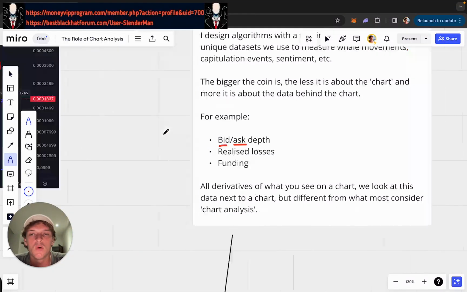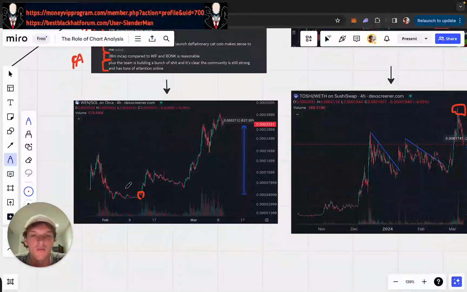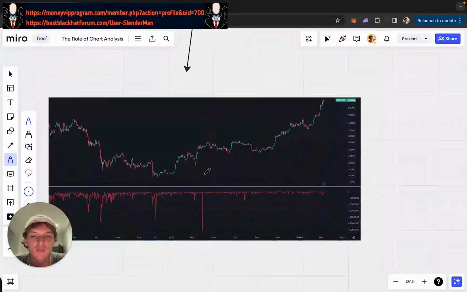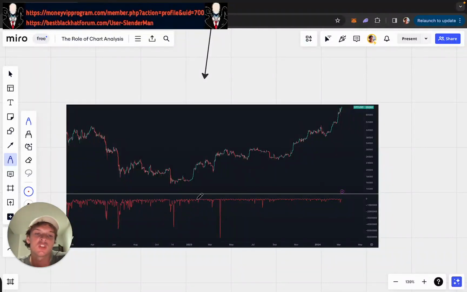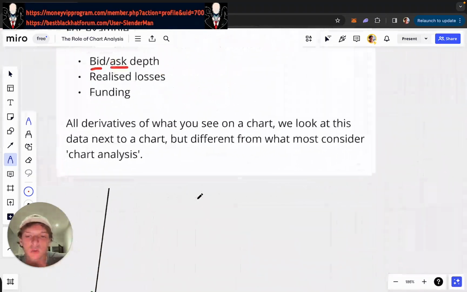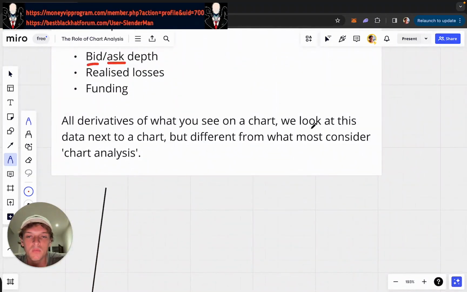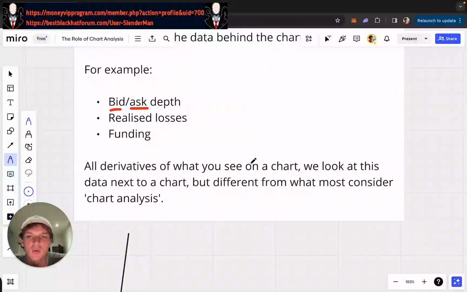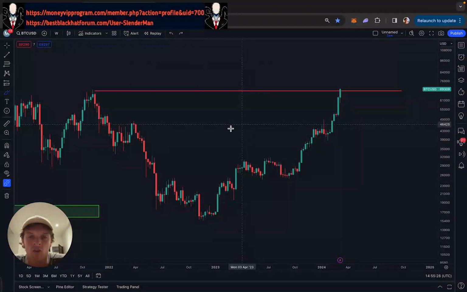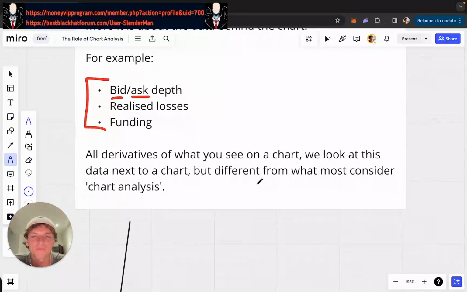So what we did over here was basically drawing on the chart. What we're doing here is more data that we take off the chart, but is still based on what the chart is showing us, okay? So all derivatives of what you see on a chart, we look at this data next to a chart, but different from what most consider chart analysis. Okay, so all these data sets are just derivatives of what this is telling you, right? You look at this, there's all data from this. It's just a derivative of a chart, okay?